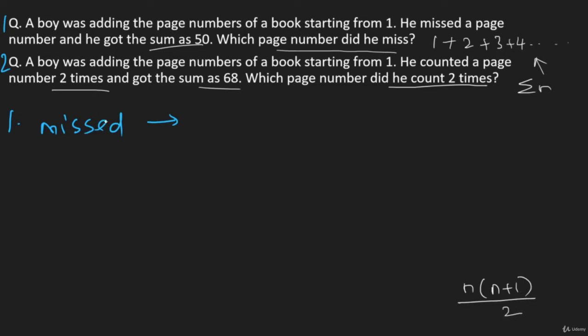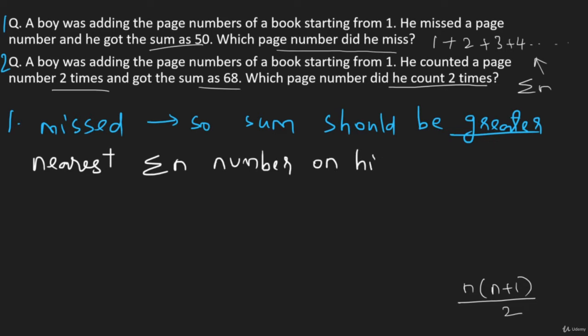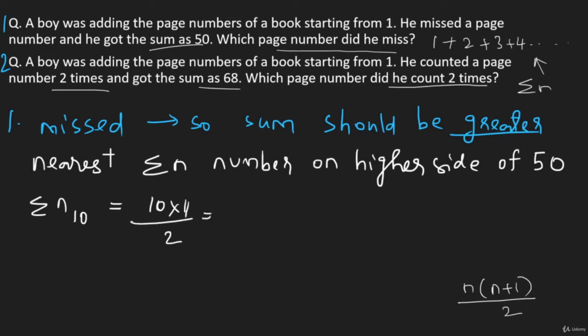Alright, now because he has missed a number, the sum he should have got if he did not miss that number should be greater than what he got, right? So currently he has got 50, so the actual value should have been greater than 50. Therefore, we need to find the nearest sigma n number on the higher side of 50. Now, by trial and error, let's just try sigma n when n is equal to 10. So that would be 10 into 11 by 2, which is equal to 55, right?